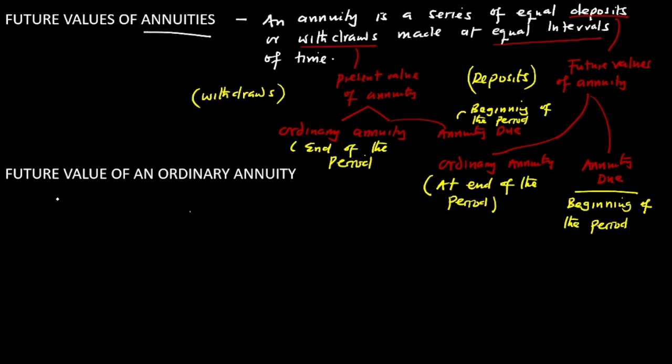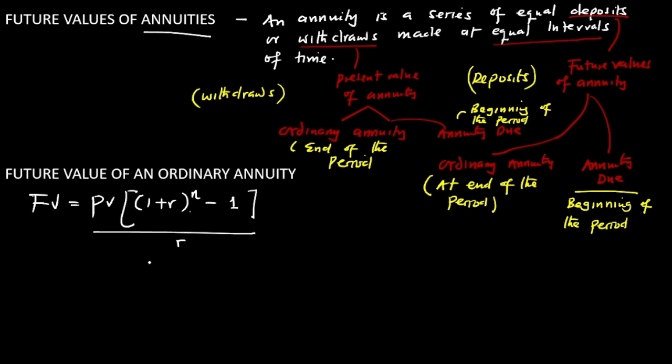So this future value of ordinary annuity can be calculated as this, where future value is equal to present value, then the compounding minus 1, then divide by R, which is the rate. Where FV is the future value, PV the present value, and R is the rate.